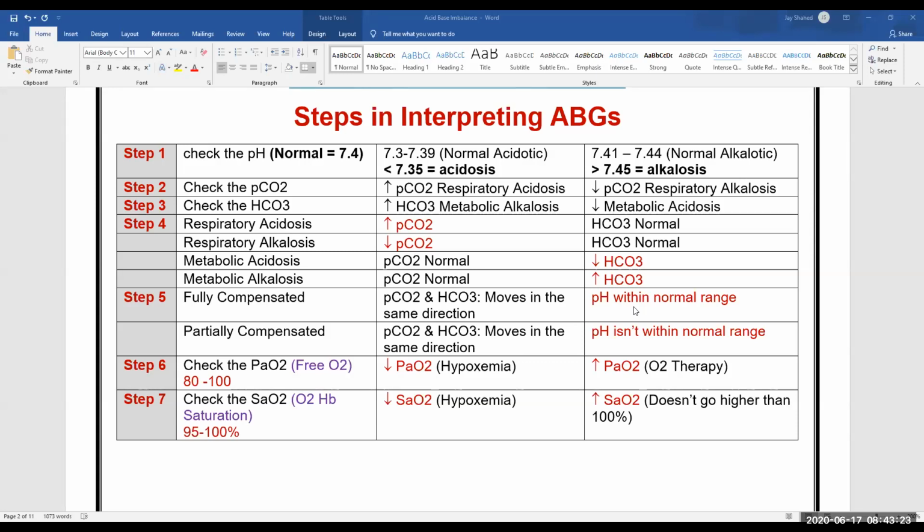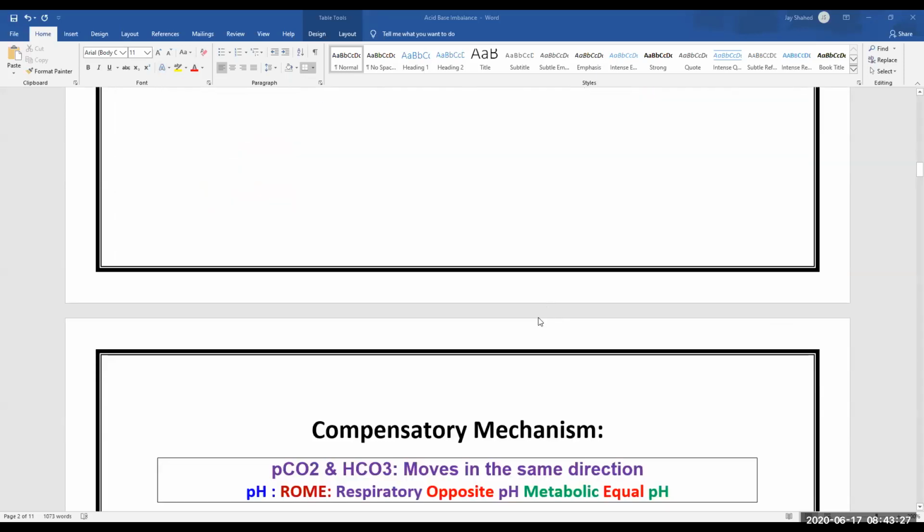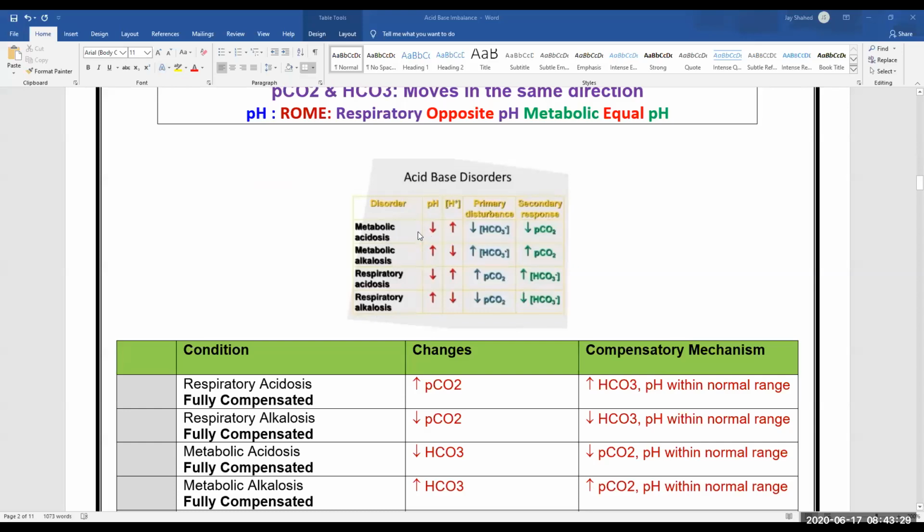Okay, but what does it mean that it moves in the same direction? Well, here you go, right there. Look at this here. You see how they're moving in the same direction? So if you have metabolic acidosis, then you know that the issue is with what?